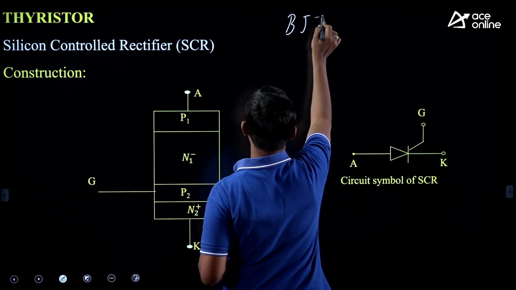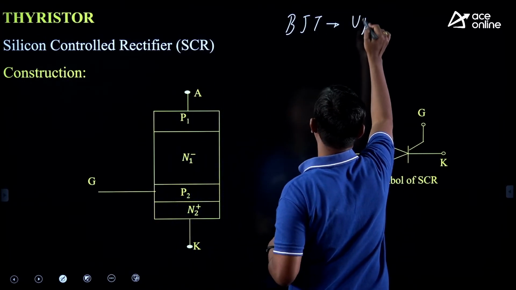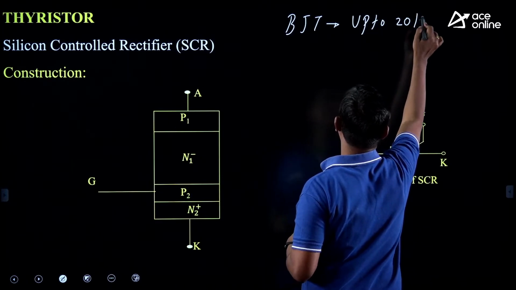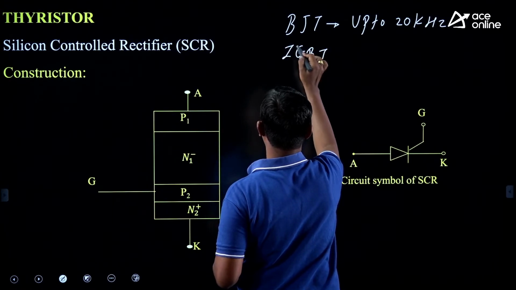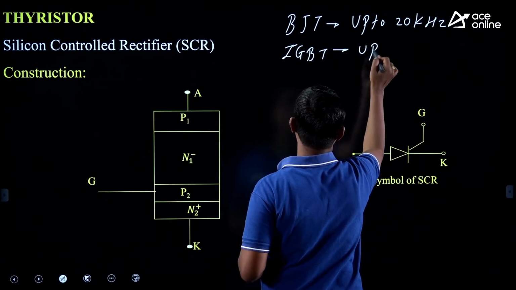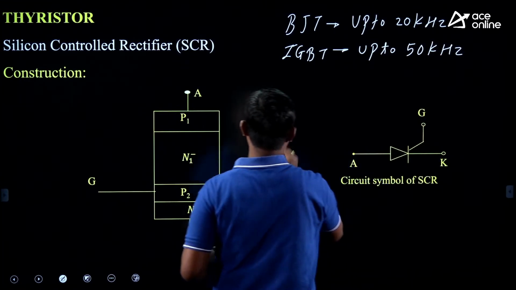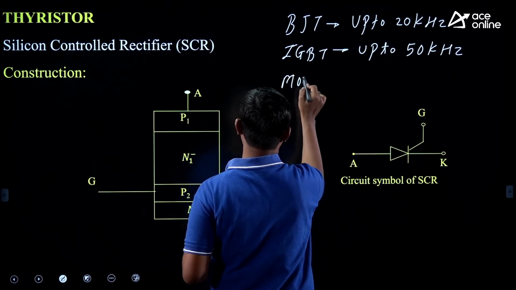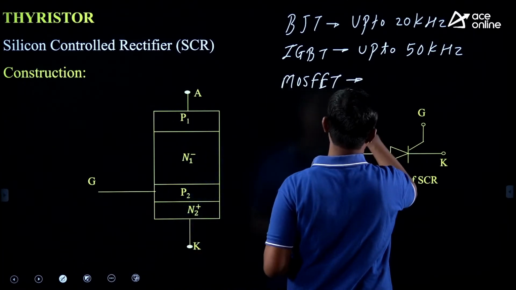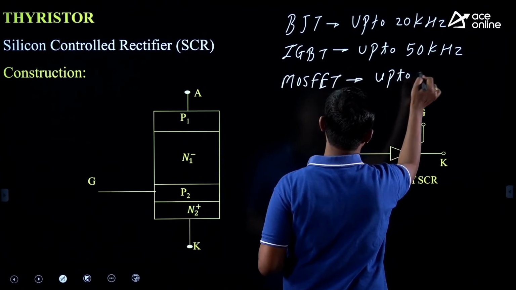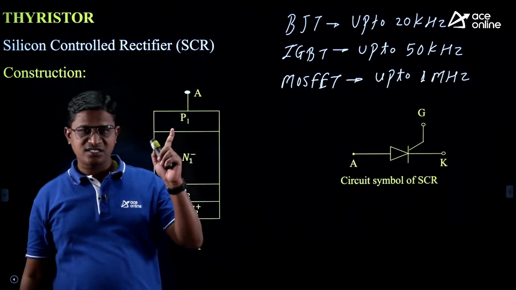BJT, that is the power BJT, switching frequency is up to 20 kilohertz. IGBT, switching frequency is up to 50 kilohertz. And MOSFET, switching frequency is up to 1 megahertz. So MOSFET has the highest switching frequency.